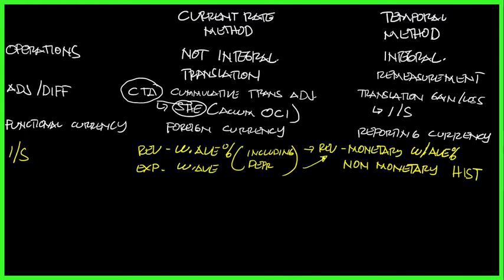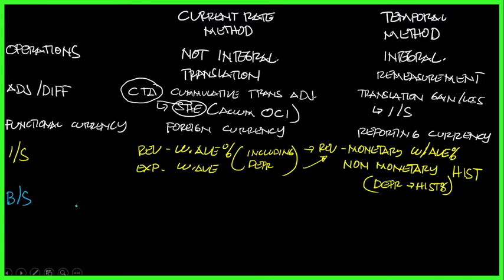For monetary expenses, we use the weighted average. For non-monetary items, we use the historical rate. This means that depreciation, which is a non-monetary item, will be translated using the historical rate. Okay? Parang medyo nakaka-nervyos, ano?